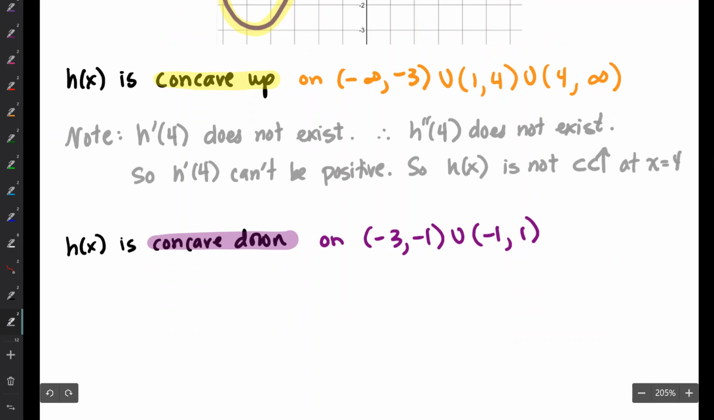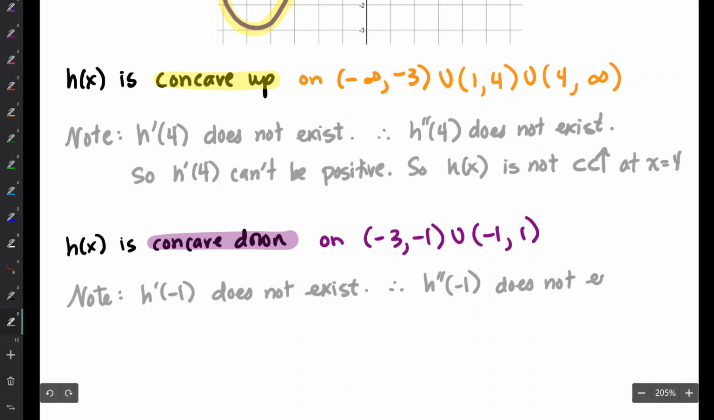And then the same note. But this time it's about h prime of -1. Doesn't exist. Therefore, h double prime of -1 also doesn't exist. So it can't be negative. Oops. And I just caught a typo right there. What can't be positive up there? H double prime.